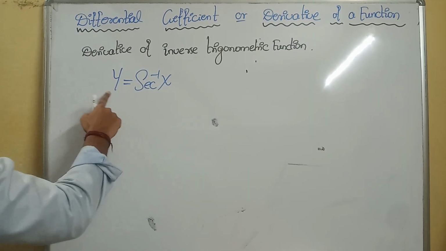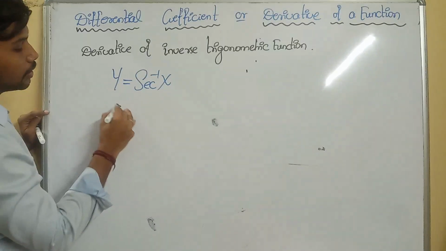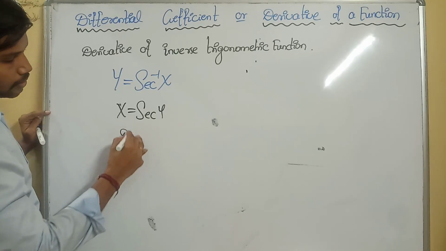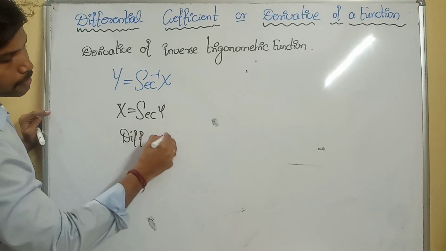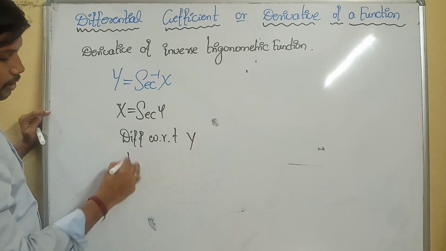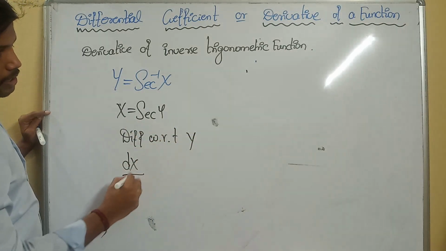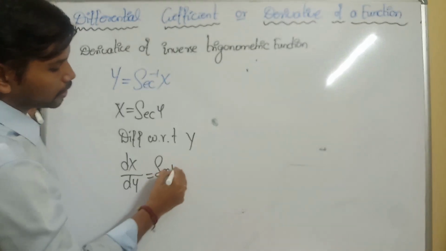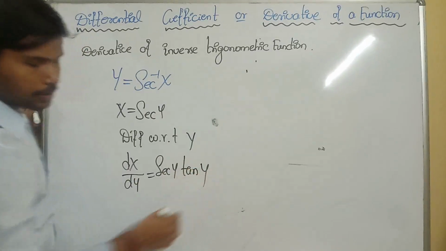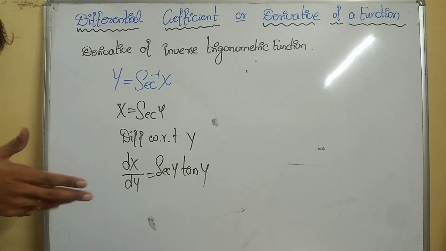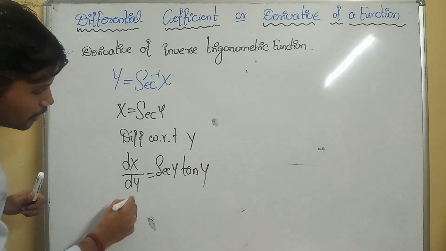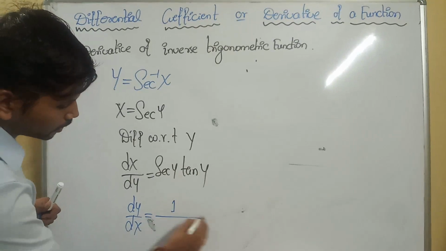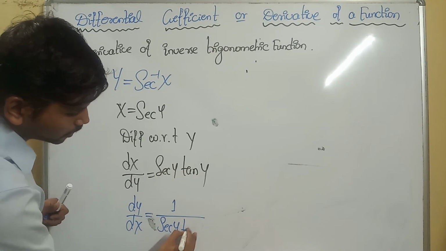Next one is y is equal to secant inverse of x. X is equal to secant of y. Differentiating with respect to y, dx by dy. What is the secant y derivative? Secant y into tan y. Got the point clearly? Secant x derivative is secant x into tan x. Taking reciprocal, dy by dx is equal to 1 divided by secant y tan y.